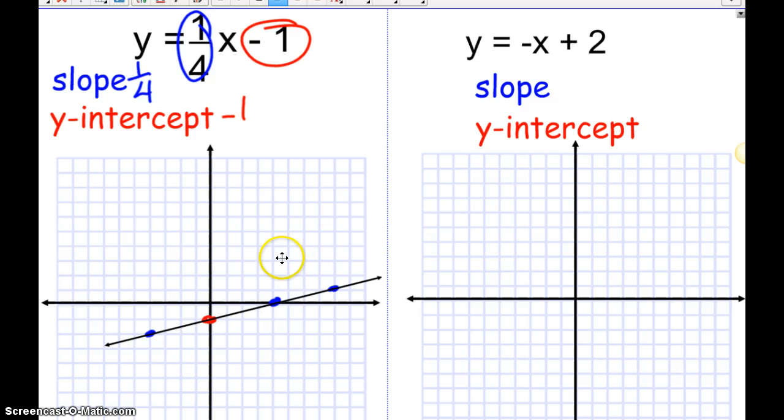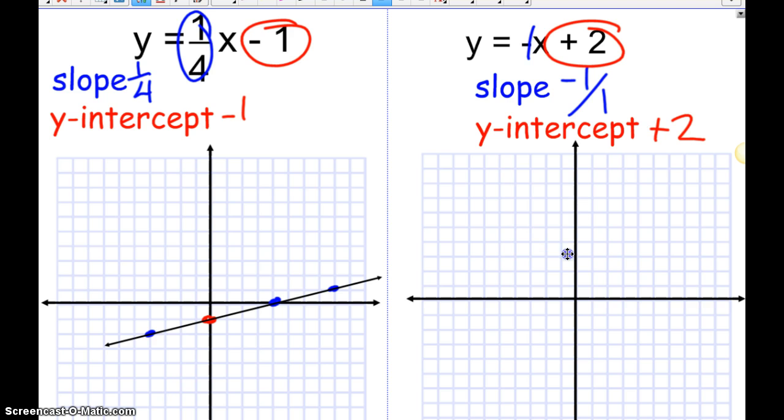y equals -x plus 2. Try it on your own, pause it, and then come back to me. Man alive, y equals -x. Well, there's no number there, but it's not 0. What does that mean? I can put a 1 there. So my slope is -1, but I don't just leave it as -1. I'm going to write it as -1 over 1. Good. My y-intercept is +2. So that really means (0, 2), which is right here.